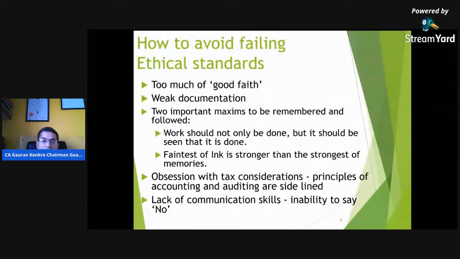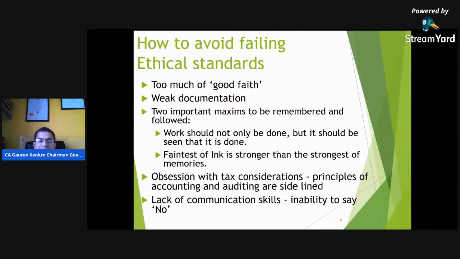And the faintest of ink is stronger than the strongest of memories. I think this is very important. I cannot stress this enough, because as you evolve, as you handle more and more work, you will realize that your memories will start fading away. You will start mixing up cases, you will start mixing up clients' facts. And in this scenario, the only way to protect yourself is to write it down, to document it, so that you can come back and refer to it whenever you require.